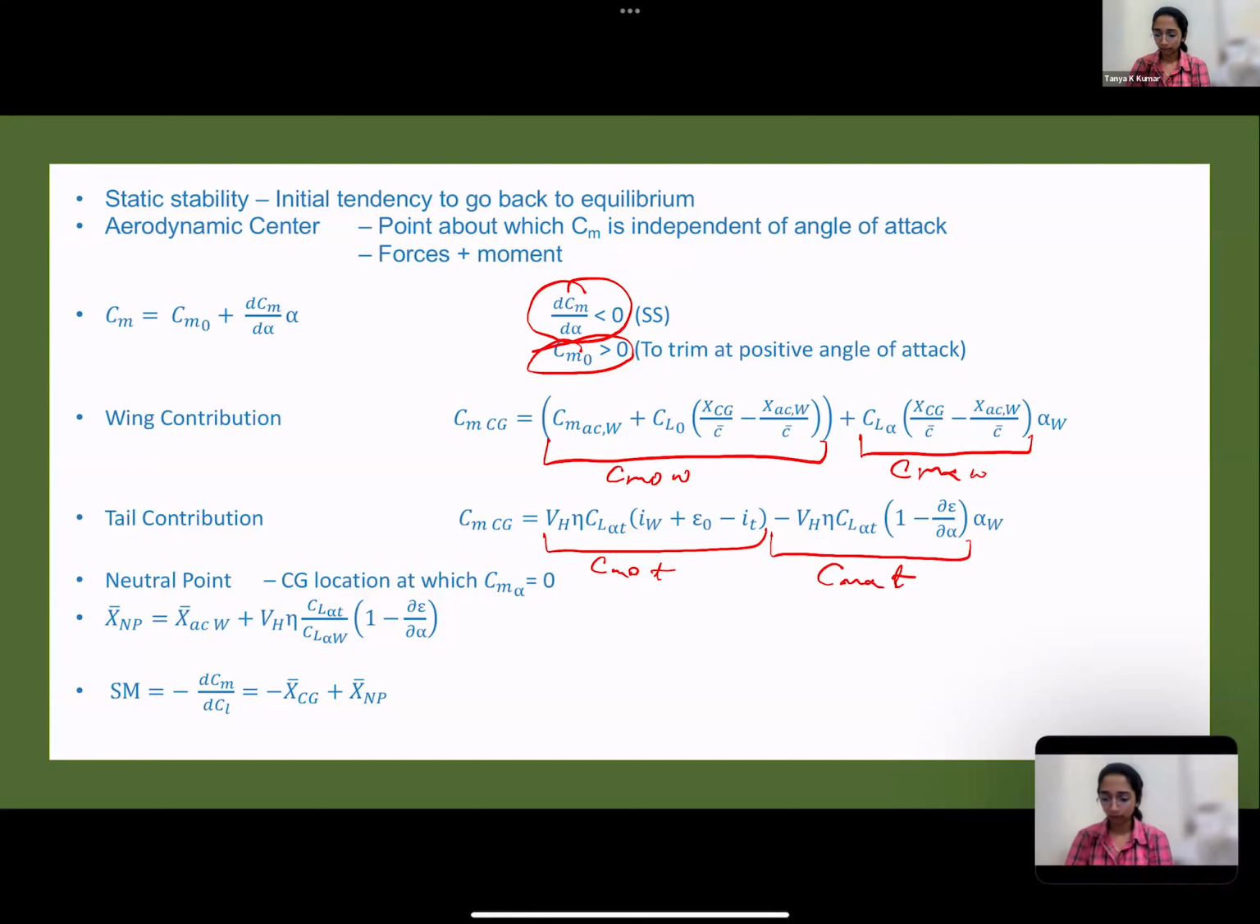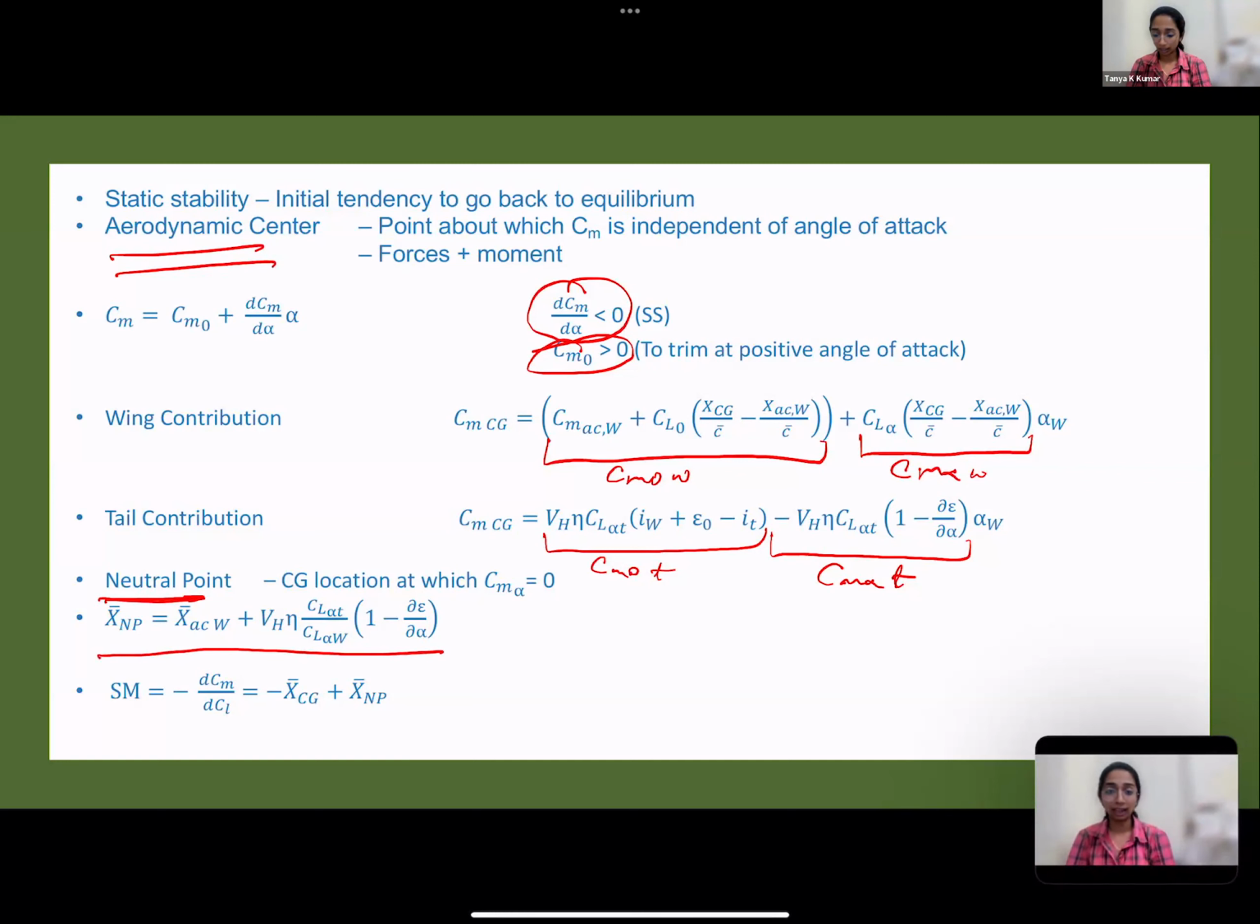Aerodynamic center is the point about which Cm is independent of angle of attack. That is for a wing. For an aircraft, what is the point about which the Cm is independent of angle of attack? Neutral point, exactly. Neutral point is the CG location at which Cm alpha is 0, but it's the same definition. Aerodynamic center is for a wing, neutral point is for an aircraft. So this is the equation for neutral point.